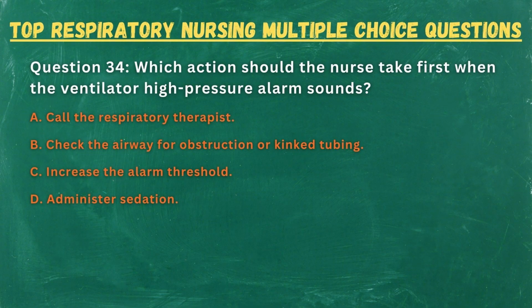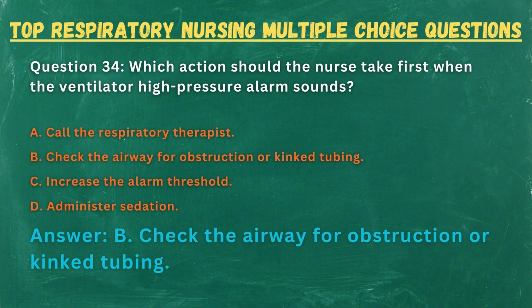Question 34. Which action should the nurse take first when the ventilator high-pressure alarm sounds? A. Call the respiratory therapist. B. Check the airway for obstruction or kinked tubing. C. Increase the alarm threshold. D. Administer sedation. Answer: B. Check the airway for obstruction or kinked tubing.